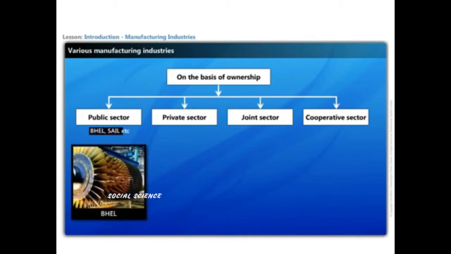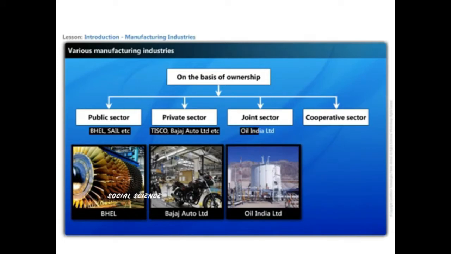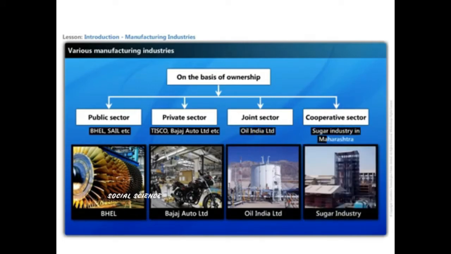BHEL, SAIL, etc. are operated by government. Tisco, Bajaj Auto Limited, etc. are examples of private sector industry. Oil India Limited is a joint venture by public and private. Sugar industry in Maharashtra is an example of cooperative operated industry.